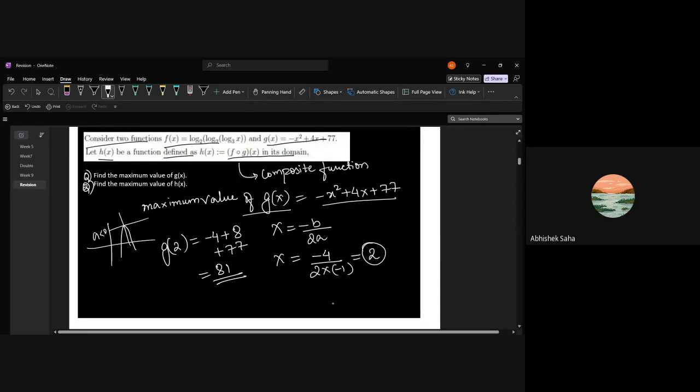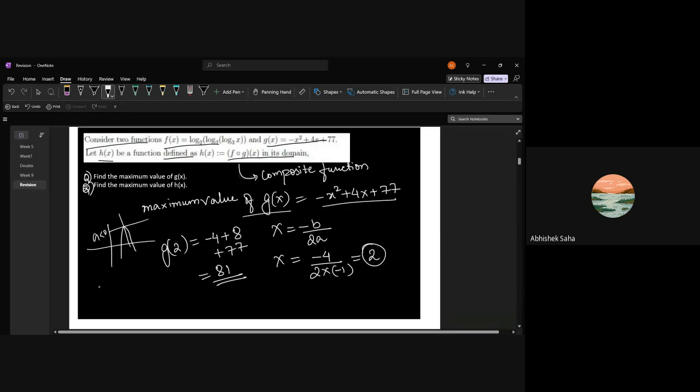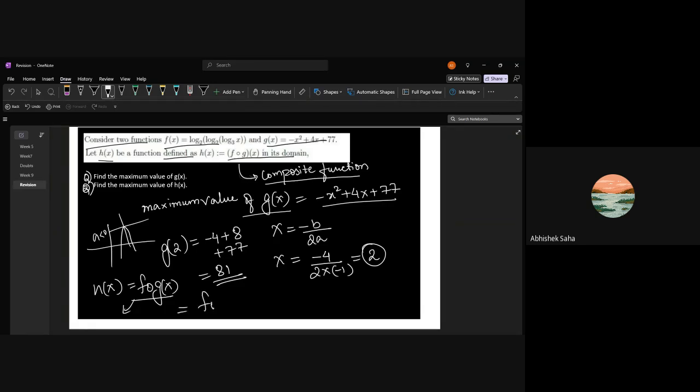So this is from week 3, and now you have to find h of x. h of x is defined as f of g of x. Now this concept is from week 5, composite function. So now tell me what will be the maximum value of h of x. So let's find f of g of x first of all.